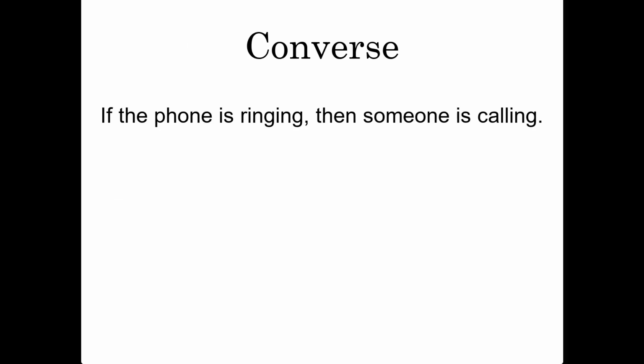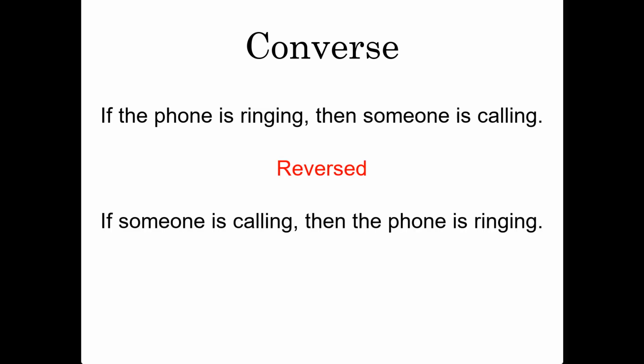Now, let's talk about the converse of a statement. When the hypothesis and the conclusion in an if-then statement are reversed, the resulting statement is called the converse of the if-then statement. When an if-then statement and its converse are true, the if and only if statement is true. For example, both if a figure has three sides, then it is a triangle, and its converse, if a figure is a triangle then it has three sides, are true. Therefore, a figure has three sides if and only if it's a triangle is true.